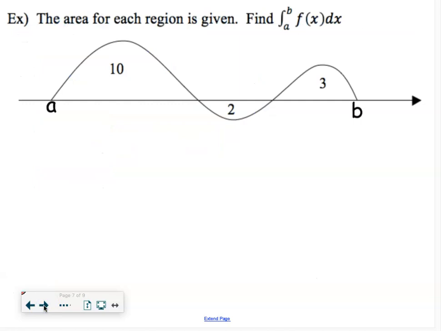All right. The area of each region is given. Find the integral from A to B. All right, take a minute. I bet you can do this in 5 seconds. Pause the screen, figure out your answer, and then start back up again.